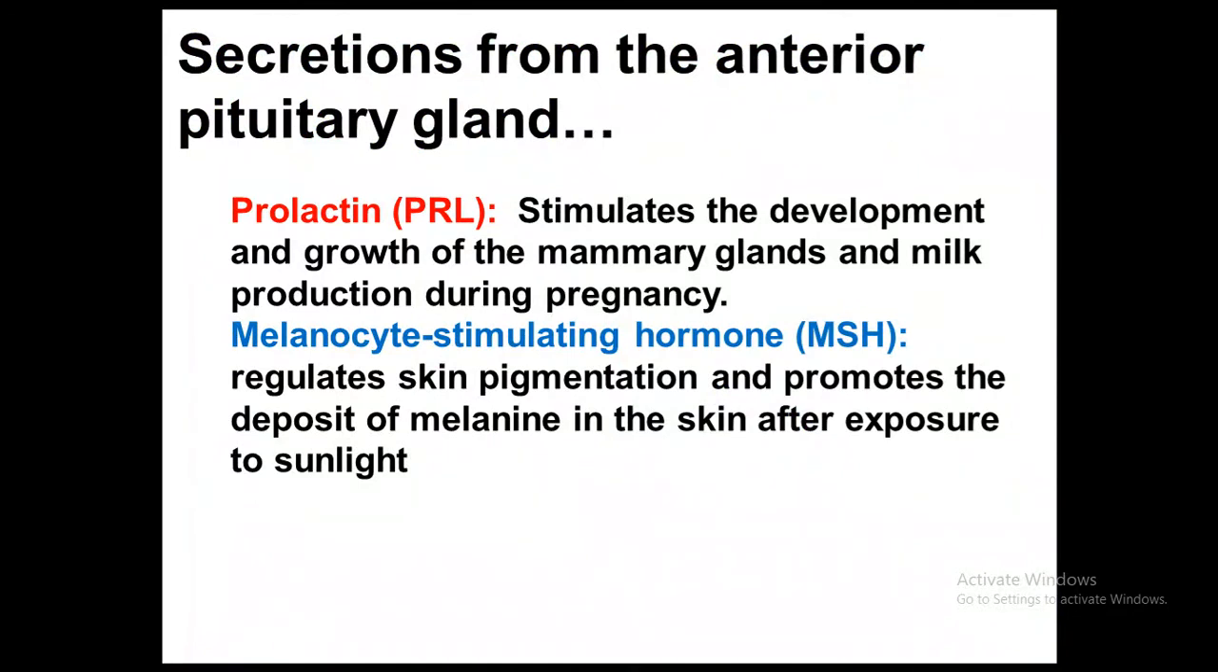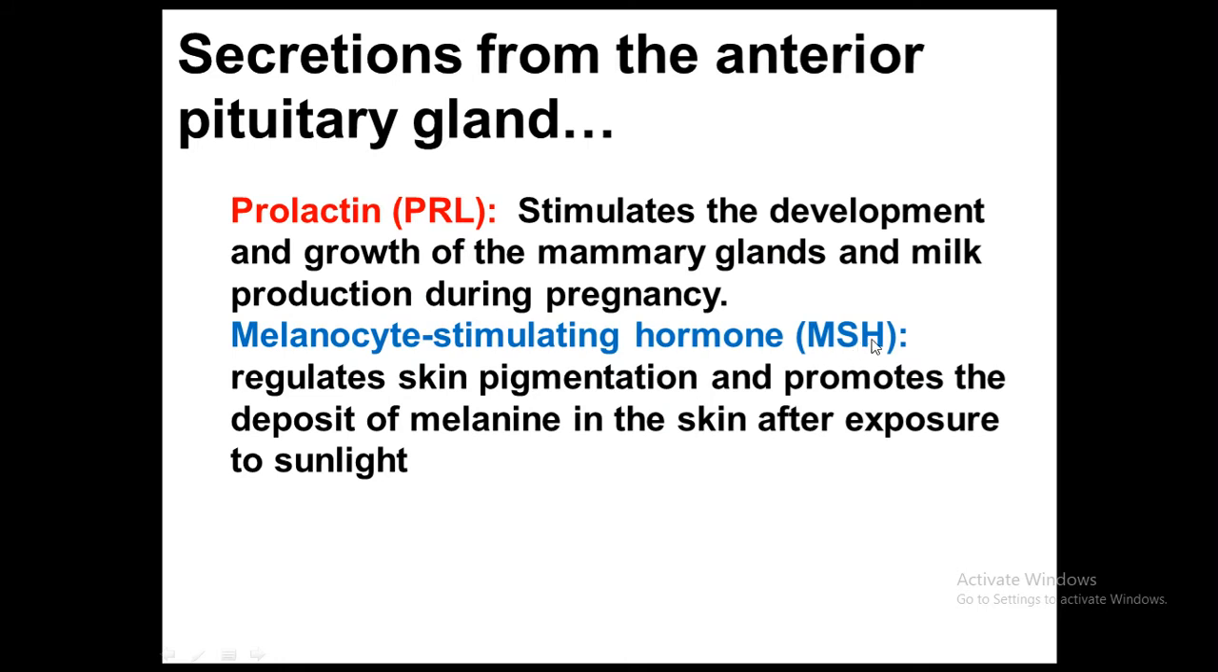Prolactin hormone is another hormone secreted from the pituitary gland. It stimulates the development and growth of the mammary glands and milk production during pregnancy. During pregnancy, this hormone is secreted in the female body.